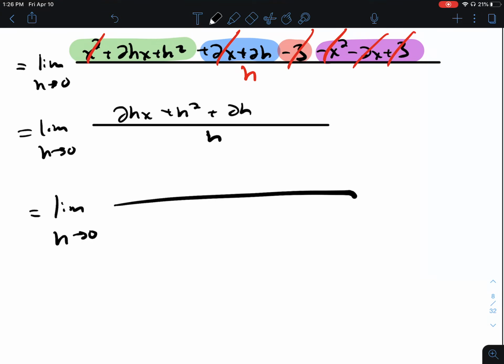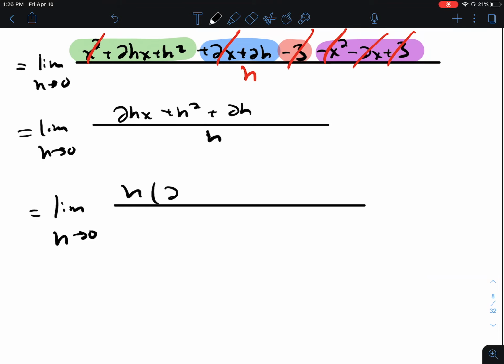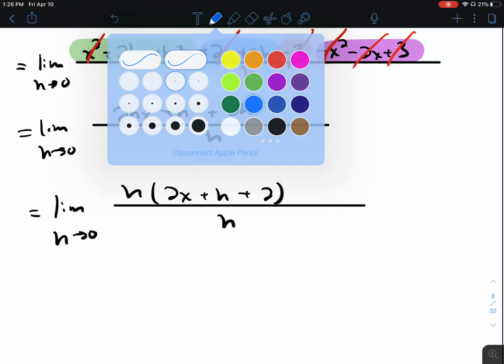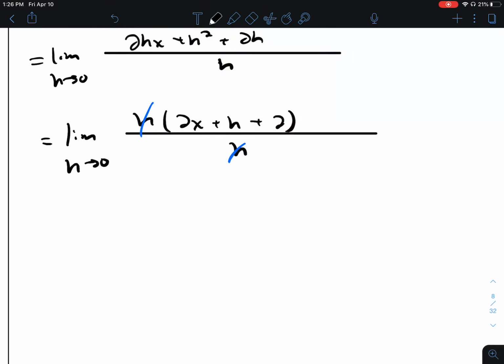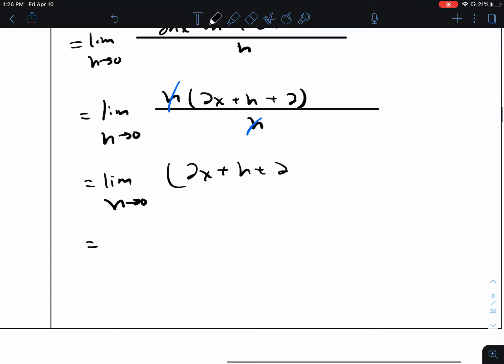How is that helpful? Well, it enables us to cancel an h from the top and the bottom. And once we do that, now we have the limit as h approaches 0 of 2x plus h plus 2. And we can just evaluate the limit by substitution and get 2x plus 0 plus 2, which is 2x plus 2. Lovely.